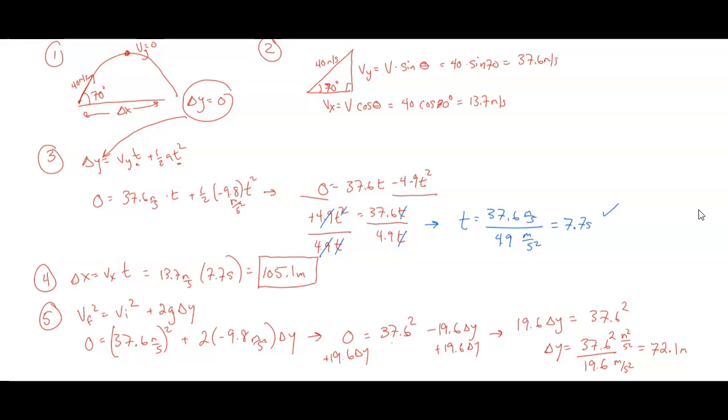So this projectile is going to travel 105 meters horizontally. At the max height, it's going to be going 72.1 meters vertically. That was just to clarify, we're looking for the delta y at the center here. That's what we just solved for.